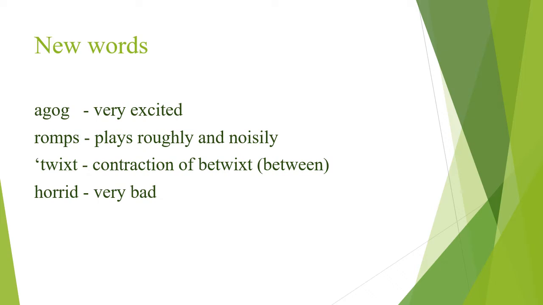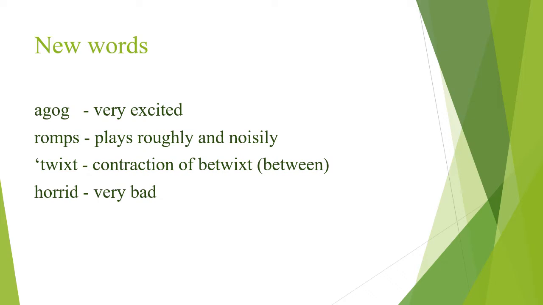Very good. Now the next word is twixt. Twixt is a contraction of betwixt, which means between. Contraction means a shortened version of a word. So twixt means a shortened version of betwixt, which means between. Now betwixt means between, and the shortened version of betwixt is twixt. Don't get confused there, okay children?